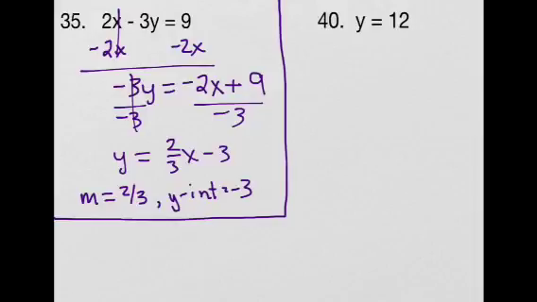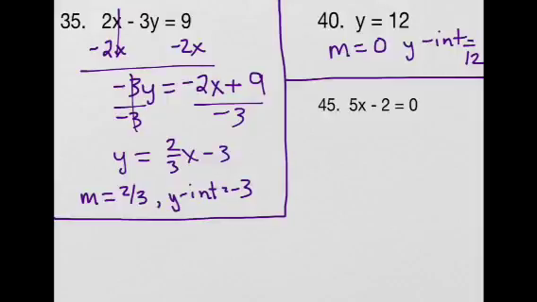Number 40, same instructions. This time the equation is y equals 12. And we know that y equals 12 is a horizontal line that crosses through the y-axis at 12. And from that we also know that the slope is 0. The y-intercept is 12. Sorry about that. And you can describe it simply as a horizontal line that crosses the y-axis at 12. And that's it for this one.